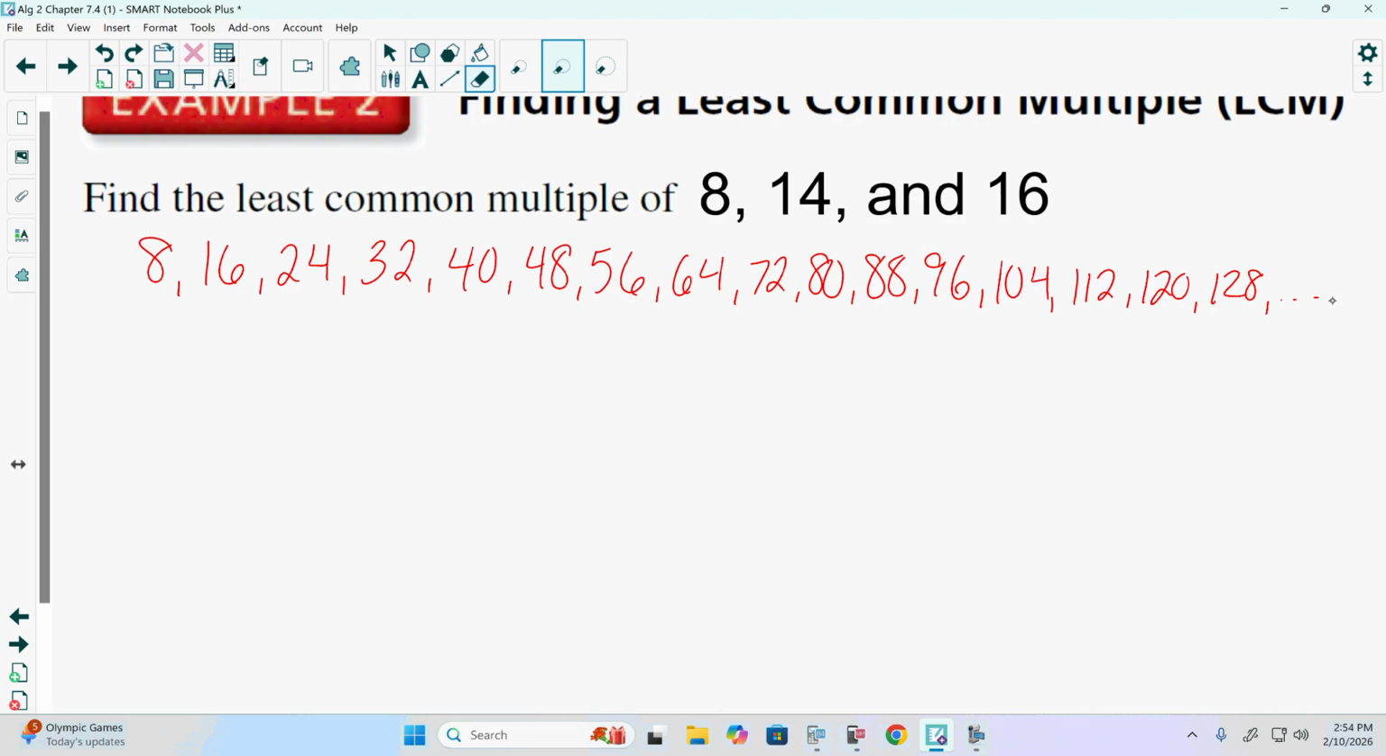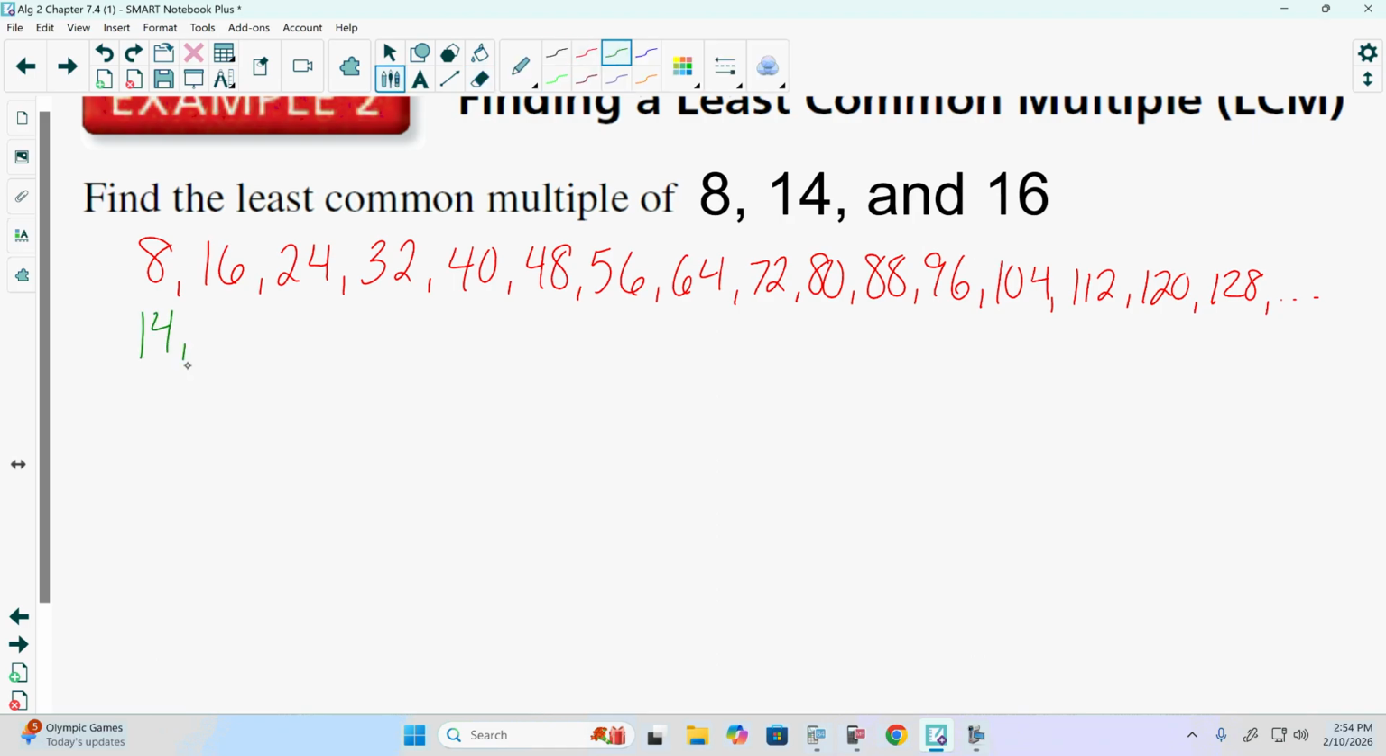Yeah, there's going to be more than one. But could it be possible that the least common multiple, the first number that 8, 14, and 16 share, is not listed here? I mean, it could. There's no guarantee that it's in these. But this is one way to find it.